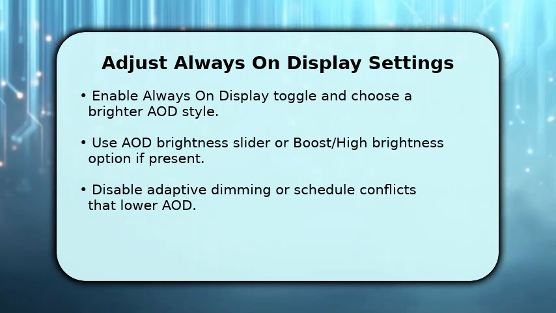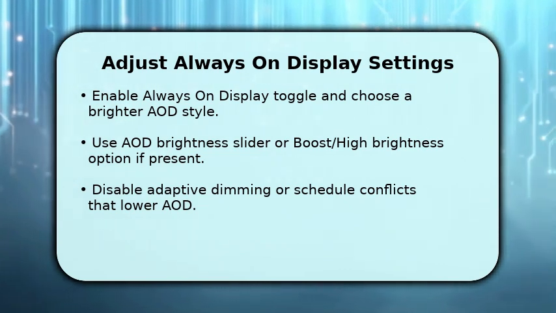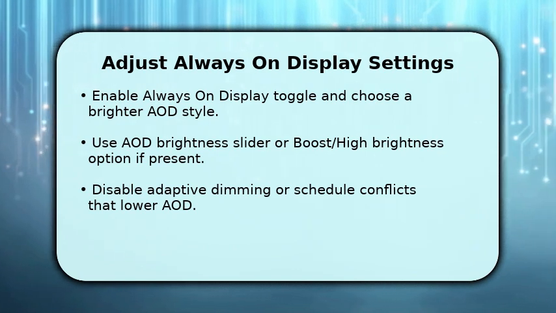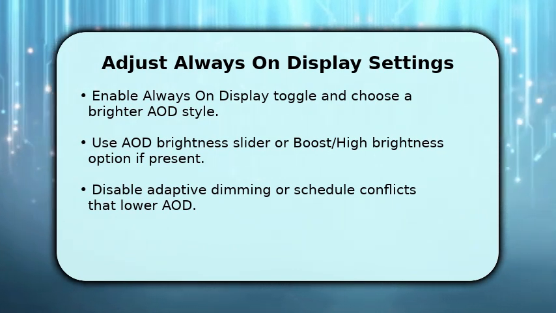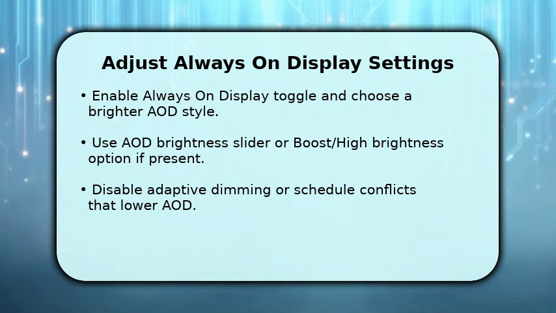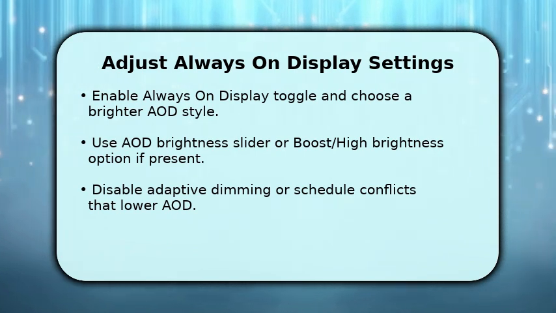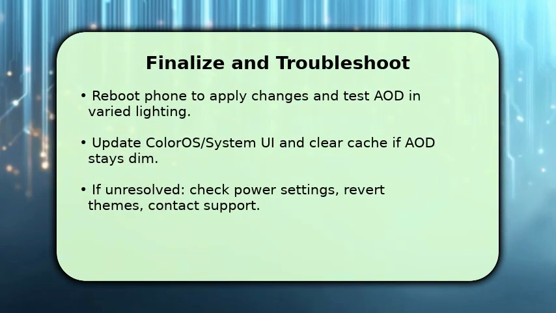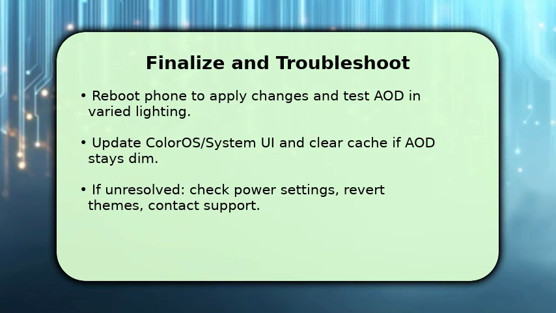Make sure adaptive dimming or scheduled AOD times aren't lowering brightness. If so, disable or adjust them. Also add the home screen, or finish by rebooting the device so the new always-on display brightness takes effect. Then verify it in different lighting conditions to confirm visibility.